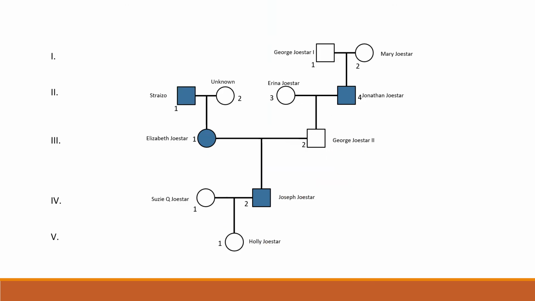The last one would be to look at X-linked dominant, which means Mary Joestar would have both recessive and George Joestar would have the recessive allele, but Jonathan Joestar could not be dominant, so he can't either.